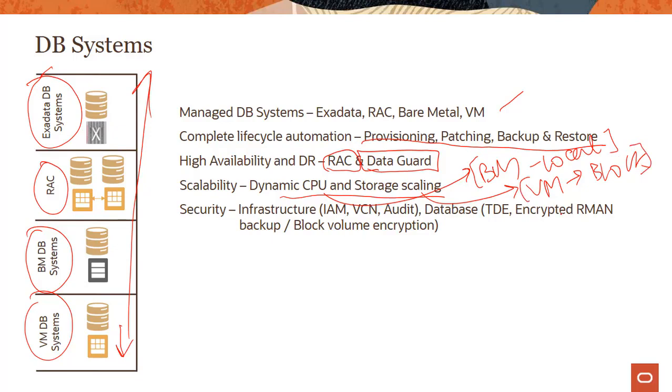And then there are lots of security options available: encryption, using OCI services like identity, etc. And finally, we also support bring your own license. So if you have on-prem licenses, as we talked about in the pricing module, you could actually use those licenses in the cloud.